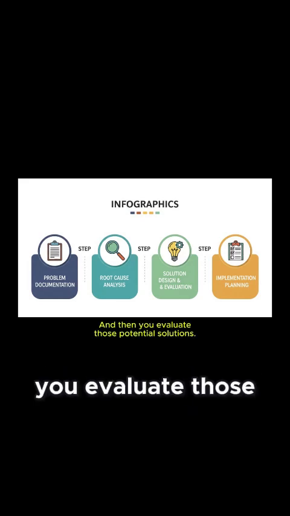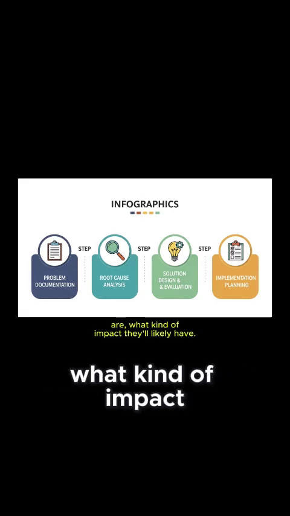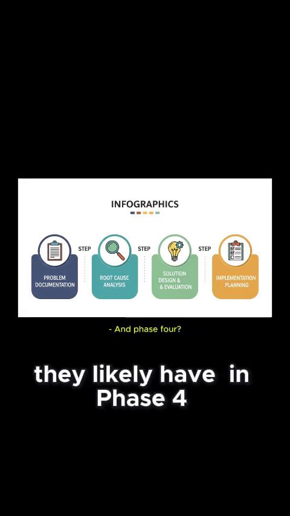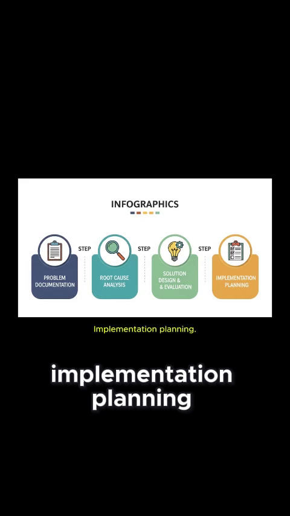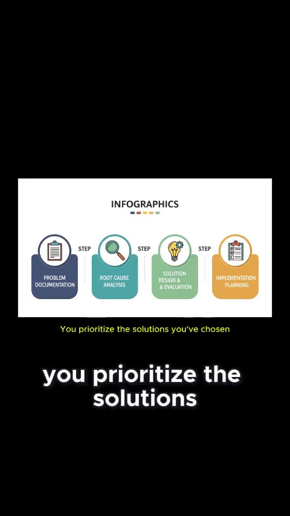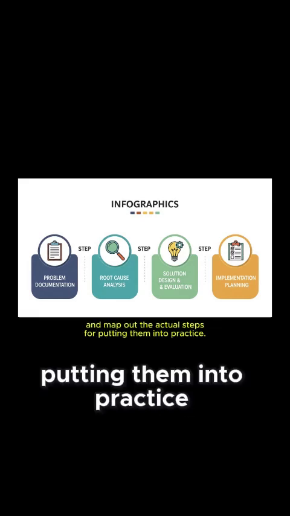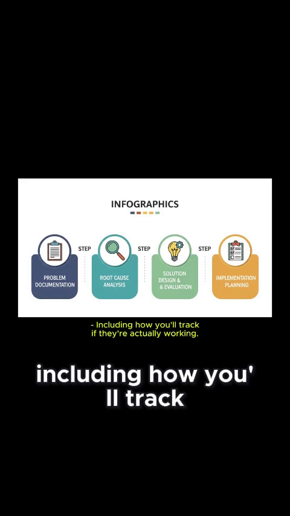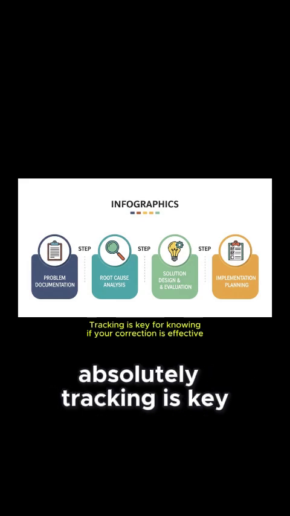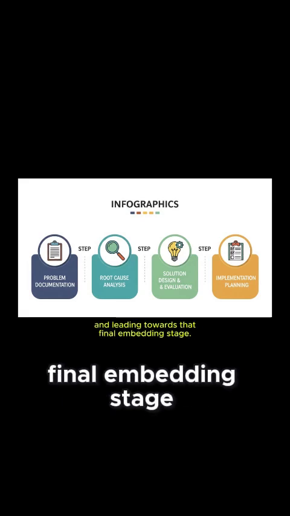Precisely. And then you evaluate those potential solutions. You look at how feasible they are, what kind of impact they'll likely have. And phase 4? Phase four, implementation planning. This is where the rubber meets the road. You prioritize the solutions you've chosen and map out the actual steps for putting them into practice. Including how you'll track if they're actually working. Absolutely. Tracking is key for knowing if your correction is effective and leading towards that final embedding stage.